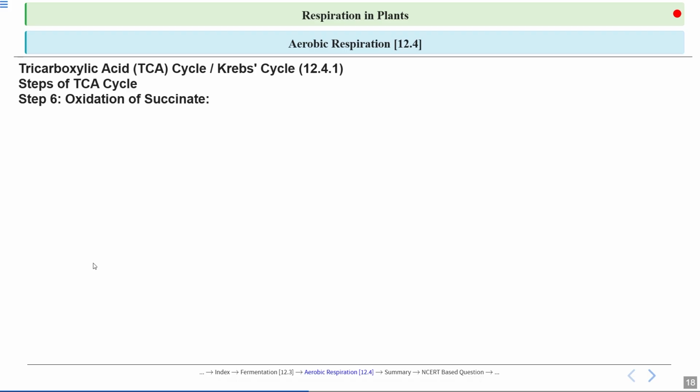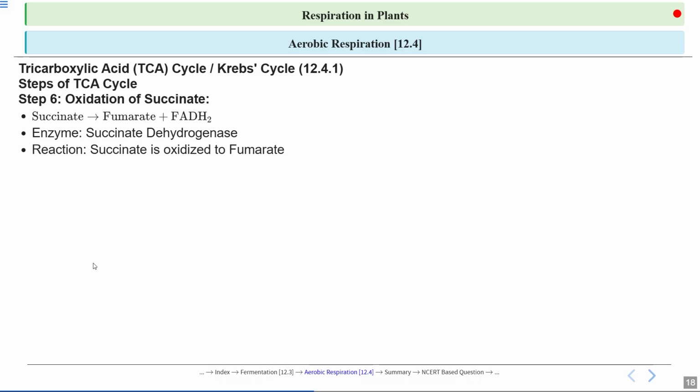Now let's look at the next step, that is oxidation of succinate. So in this reaction, succinate is converted to fumarate and FADH2 is produced. Remember, FADH2 is also later used to make ATP, that is the cell's energy currency. Now the enzyme that catalyzes this reaction is succinate dehydrogenase. Always remember, the enzyme names are important, the end products are important, so do remember them.